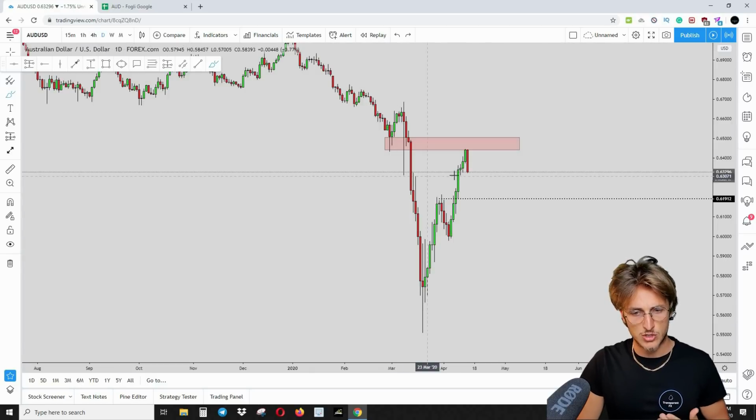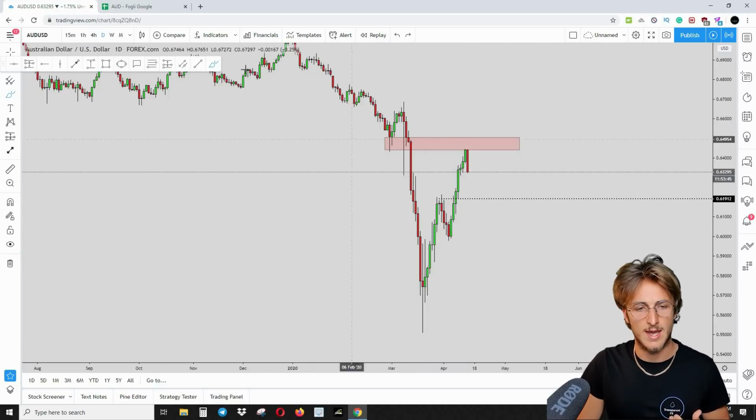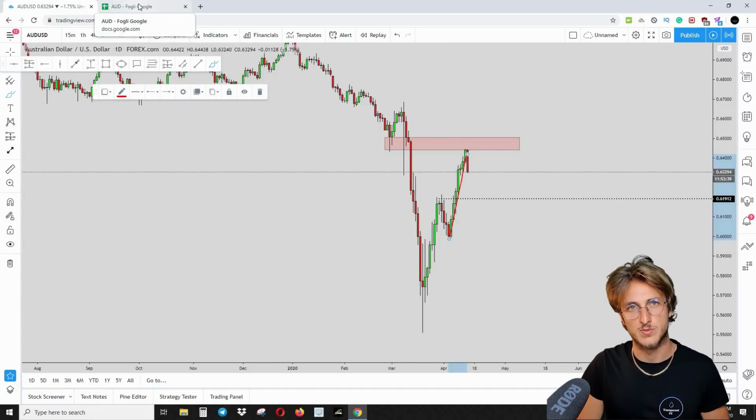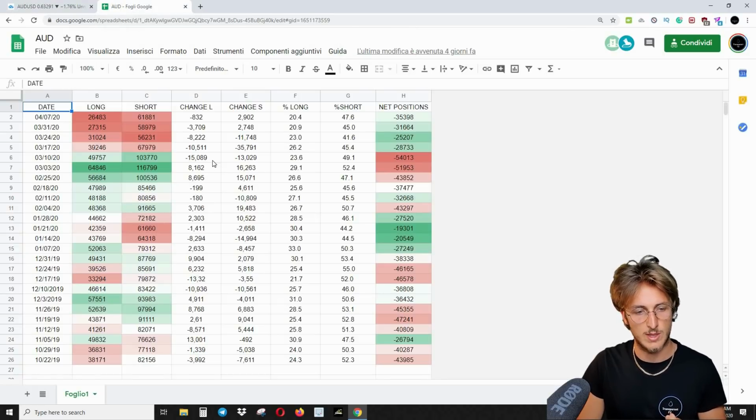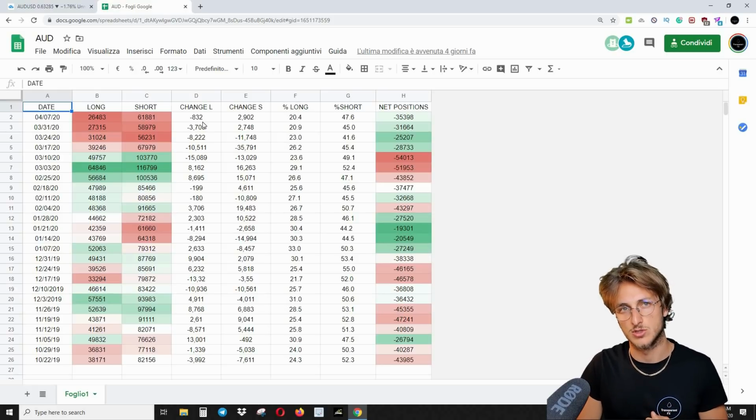So what we had here, okay, during this push to the upside, when we go and see what was the situation from an order flow perspective, so what hedge funds were doing during this push to the upside, what we can see is that during the push up, they were actually closing out their long positions, okay?